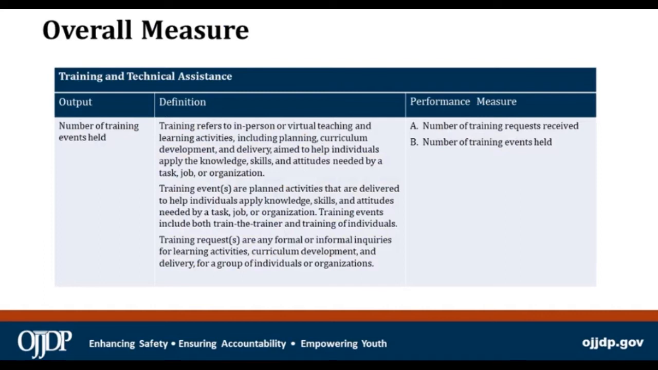To report on this overall TTA output measure, you will report the number of training requests received and also the number of training events held. A training request is any formal or informal inquiries for learning activities, curriculum development or delivery for a group of individuals or organizations. Training events are planned activities that are developed to help individuals apply knowledge, skills, and attitudes needed by a task, job, or organization. They can come from both train the trainer and just training of individuals.